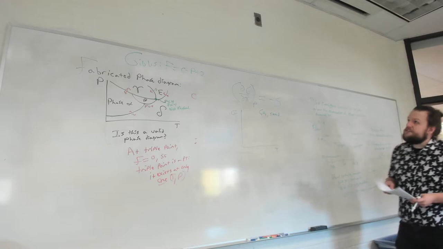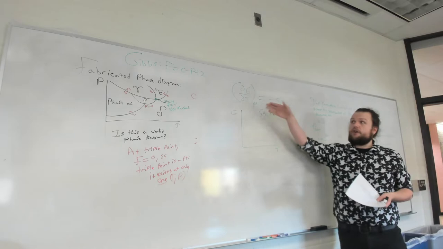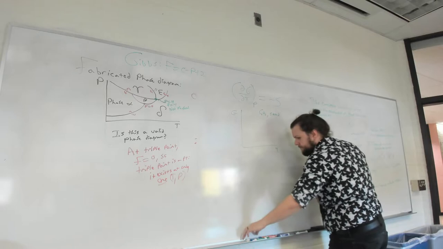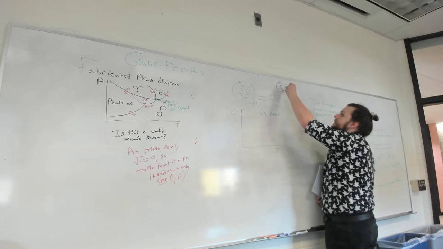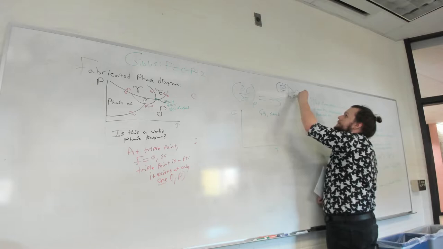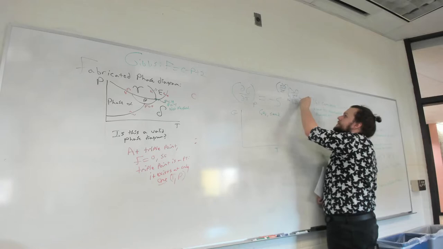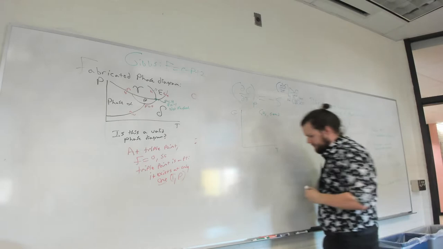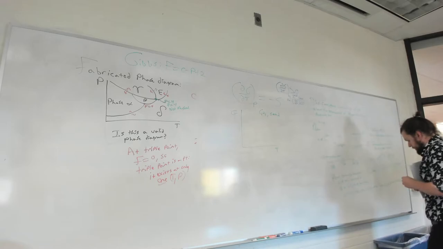Of course, as temperature increases, entropy increases. So the slope of this curve is negative. dS/dT is greater than zero by the second law, so dG/dT has to be less than zero, which means the slope is negative.